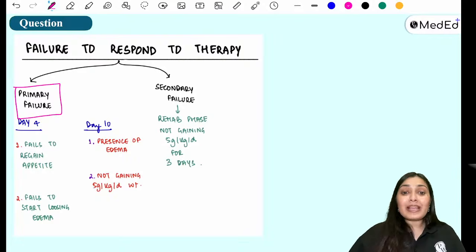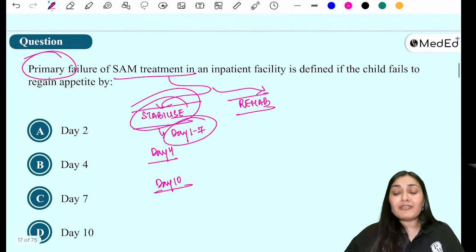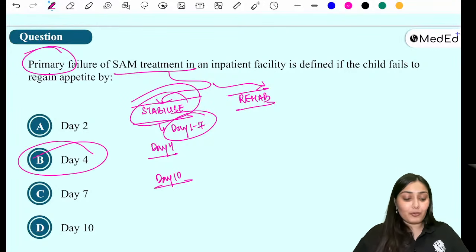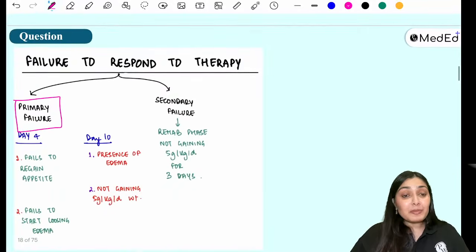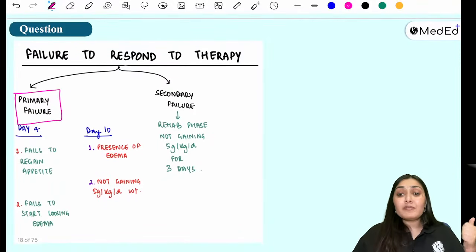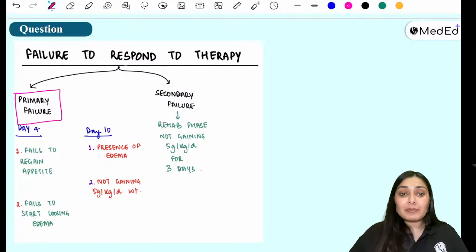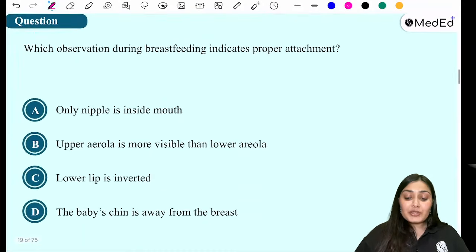So here the examiner was asking that it is primary failure when the child fails to regain appetite by, the answer is day 4. Day 4. Option B. Right? So just remember, failure to respond to therapy, we have primary failure, secondary failure. Primary failure by day 4 is failure to regain appetite and failure to start losing edema. Day 10 is presence of edema and not gaining weight. Secondary failure is not gaining weight in the rehabilitation phase for 3 consecutive days. So with that, now let's move to the next question.